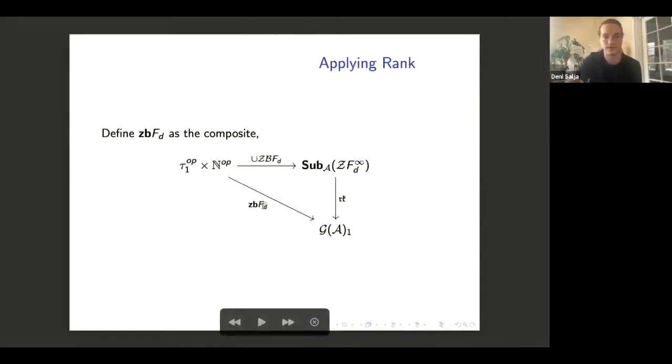So look at the composite of this union functor and this extended rank functor. This is a functor from tau1 op times n op into the arrow category of the Grothendieck group. This has a change action structure because it's an abelian group, as we saw before, and so does this because n op is a monoid.